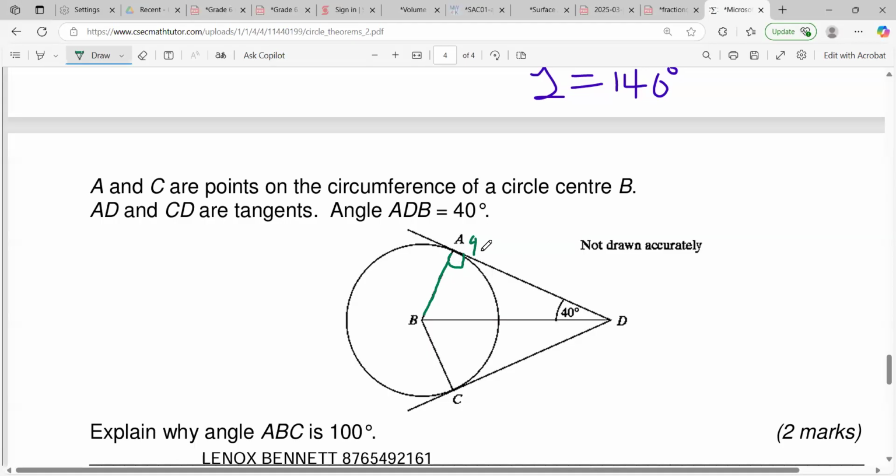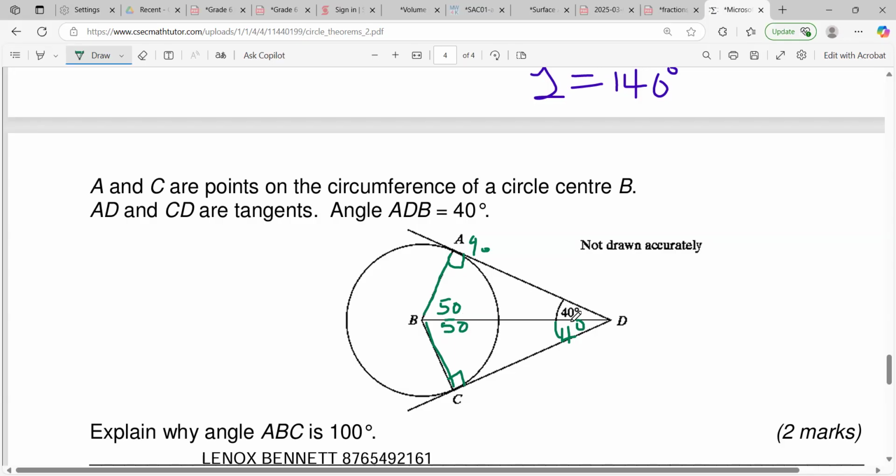So if this is 90, this would make this 50, because angles of a triangle add up to 180. So this is also 90, because the angle between the radii and tangent is 90. Well, this is actually 40 as well, because they bisect the angle, right? So this is one way you could look at it, and then this would be 50. So boom, we get the answer, 100.